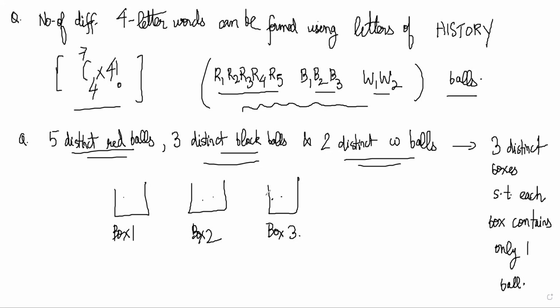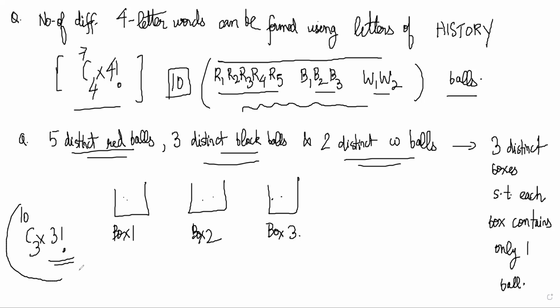So it'll be 5C3 into 3 factorial plus 3C3 into 3 factorial. Why are you doing it like that? Why don't you do 10C3 into 3 factorial? Yeah, we can, correct. There are 10 different balls. 10C3: select the 3 balls, and then arrange the 3 balls in the 3 boxes in 3 factorial ways. Yeah, we can do it that way. The answer is simply 10P3.